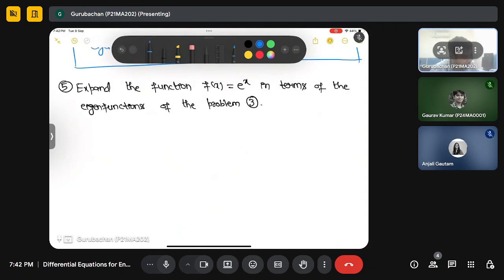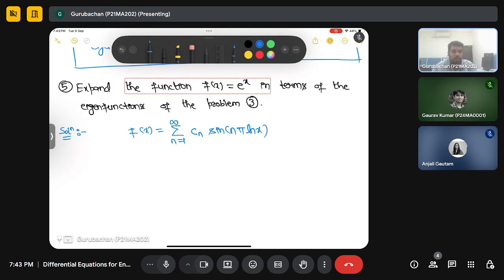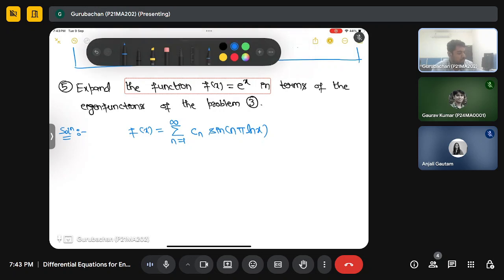So that means we want f(x) to be written as the sum of Cn sin(n pi ln x) in this form. And how can this Cn be found?